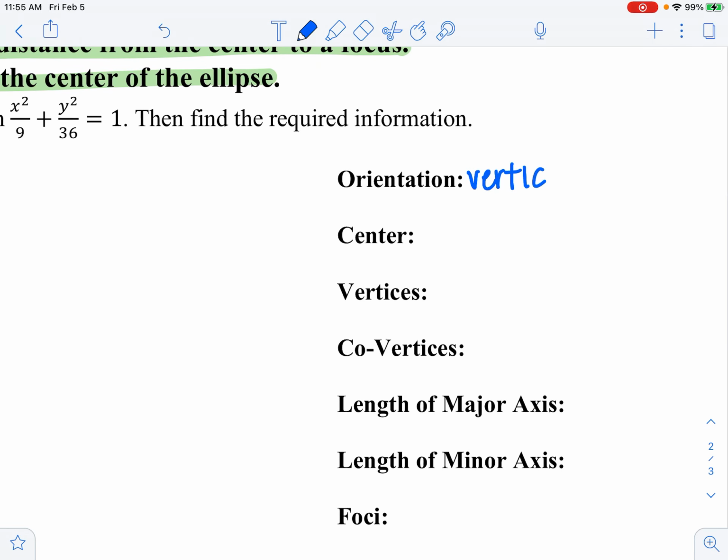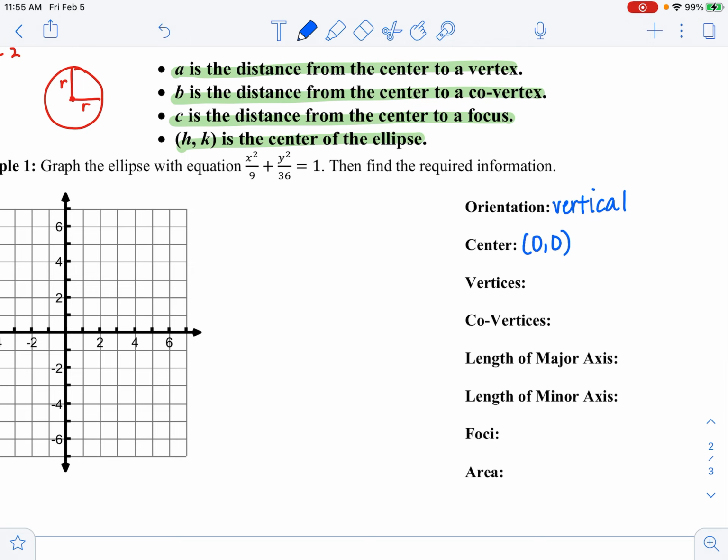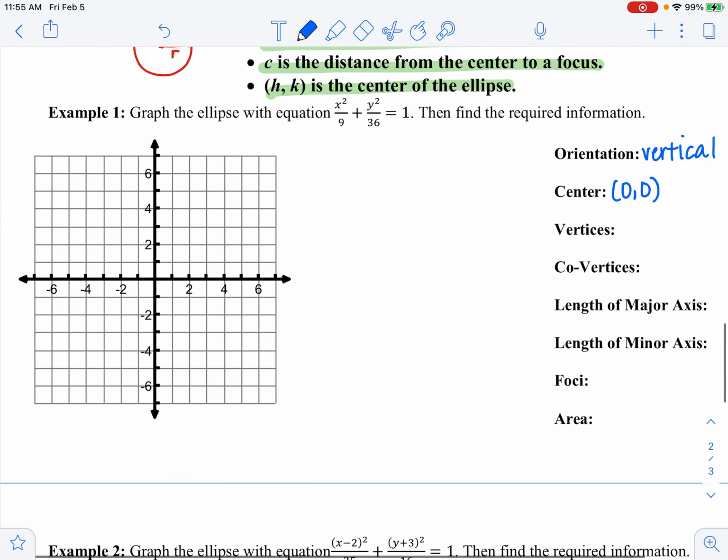Next, I'm going to get my center. My center is (h, k). h is subtracted off of x, k is subtracted off of y, and since there's nothing, that means that it's (0, 0). All right, so I'm going to graph (0, 0), my center.